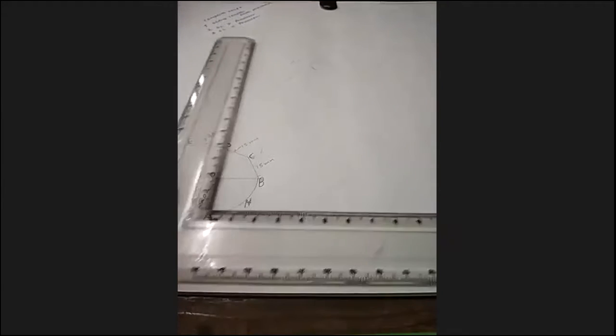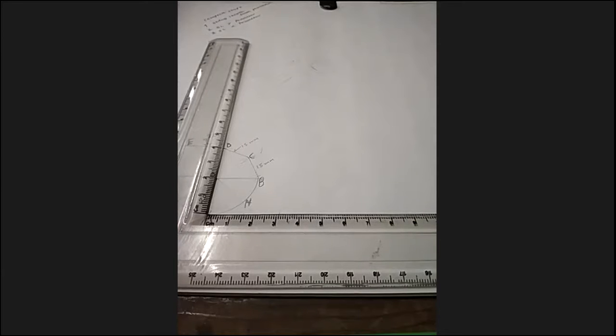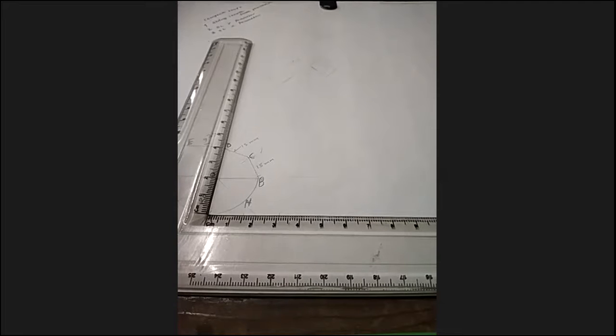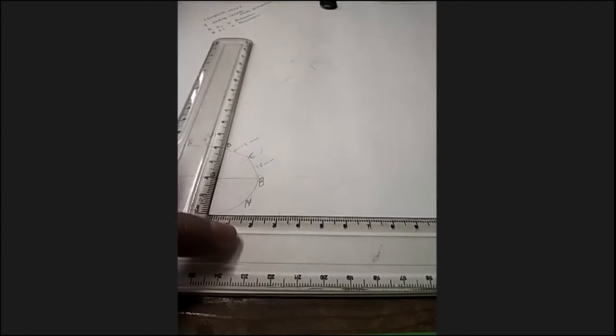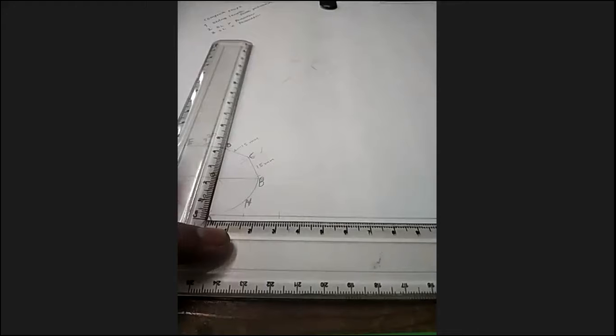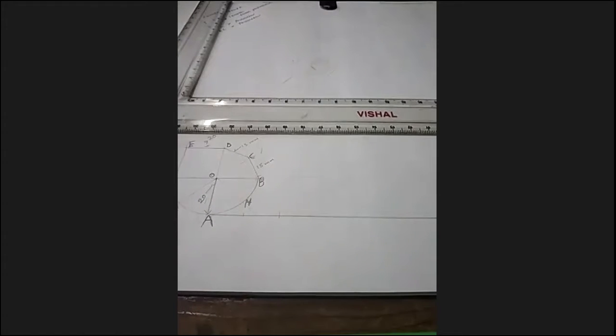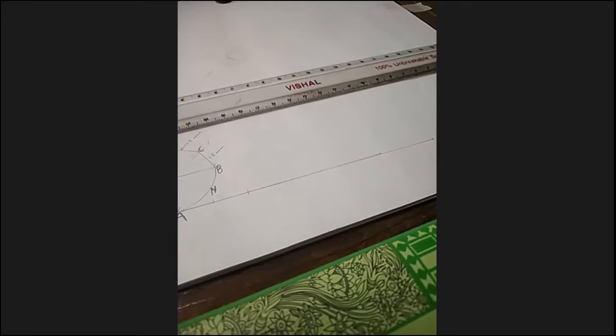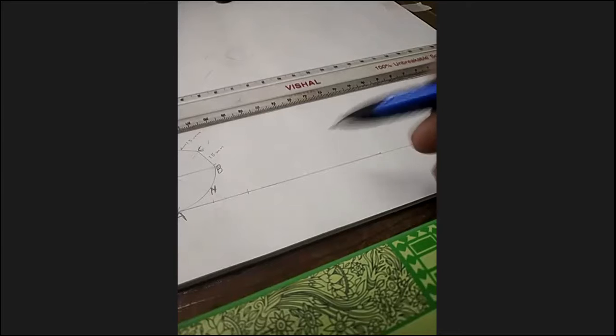Fine. You also draw from this point A. Now what is the next step? Sir, what is the length of this lower horizontal line? That is equal to the perimeter.